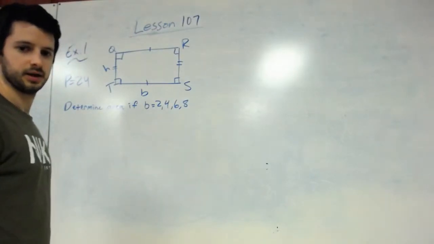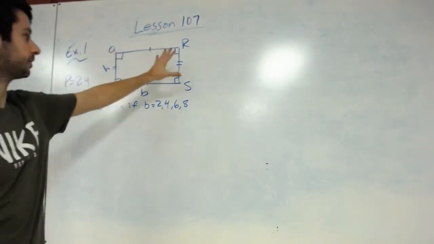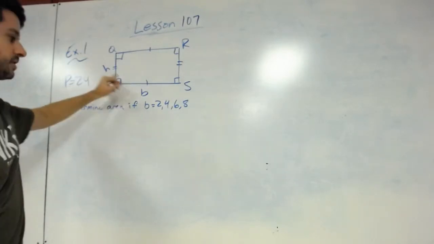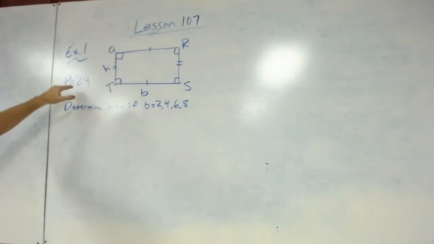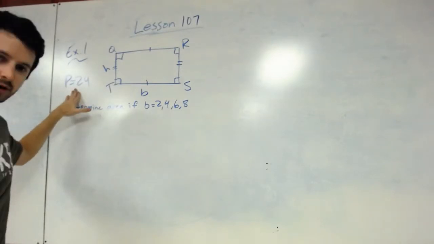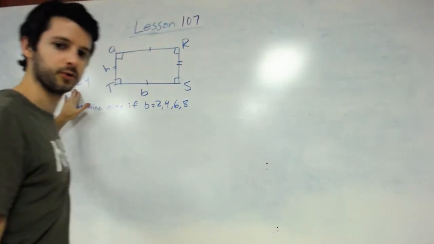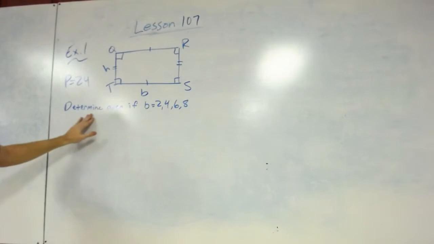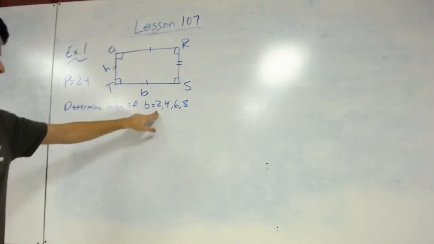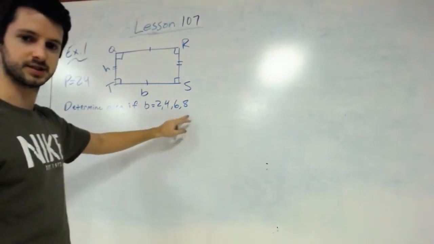And so in example 1, it gives us a rectangle QRST. It says h is the height, b is the base, and it wants to know if your perimeter is 24. Okay, perimeter is 24. Determine the area if the base is 2, if the base is 4, if the base is 6, and the base is 8.